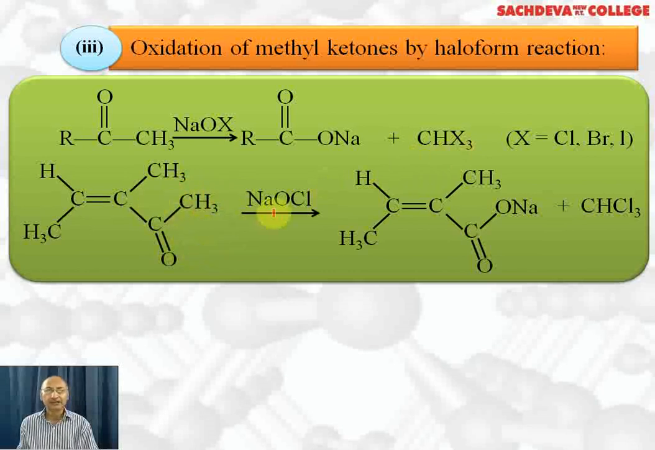This is another methyl ketone which we are reacting with NaOCl, sodium hypochlorite. This group will get oxidized and we will get chloroform. If we use iodine and NaOH, we will get the iodoform test. So those aldehydes and ketones which have the CH3CO group can also be distinguished by the iodoform test. They will react with iodine and NaOH to form a yellow precipitate of iodoform, while other compounds which do not contain this group will not respond to this test.